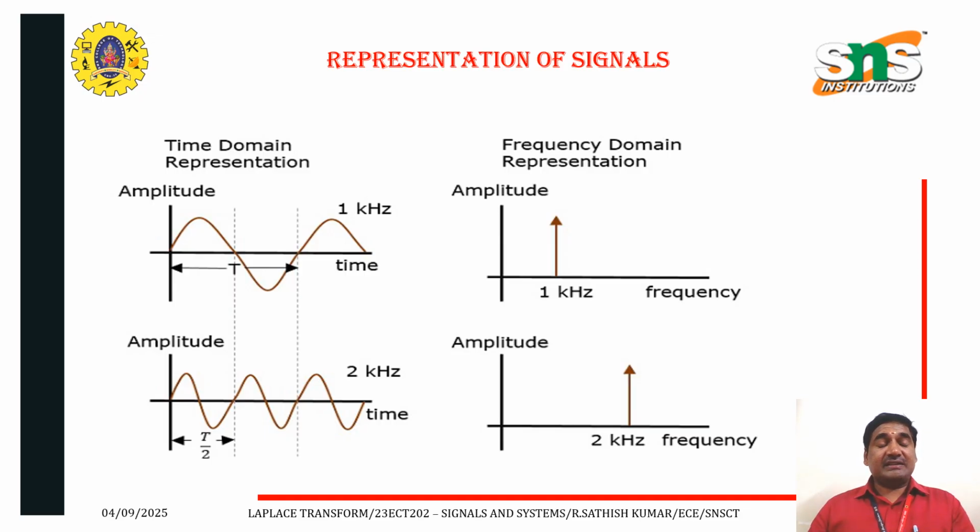Time domain can be represented in terms of amplitude against time, within terms of 1 kilohertz. That can be represented in terms of frequency domain. See, the one full wave can be separated into half in terms of 2 kilohertz. This relevant frequency domain representation can be given in terms of amplitude and frequency.